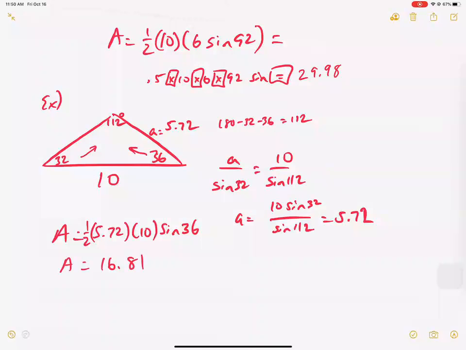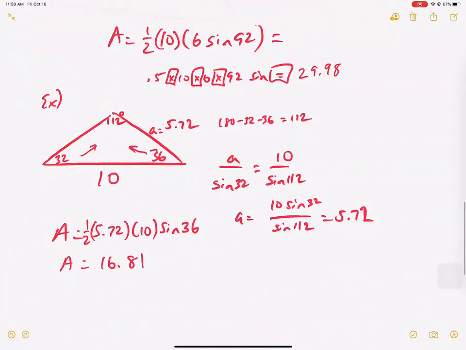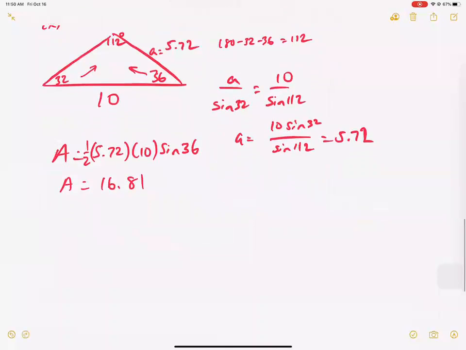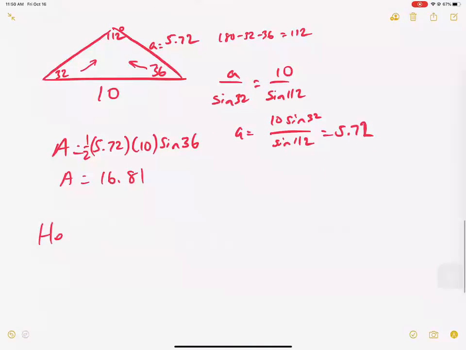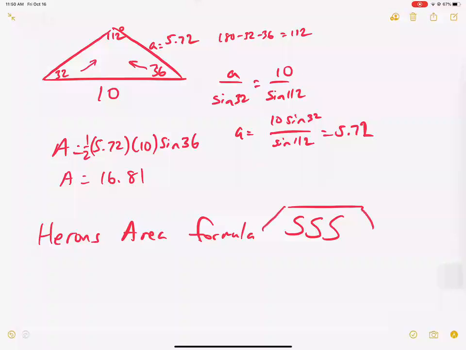Yep, 16.81. So this rule is super helpful, but I need a side angle side. I need to know this corner of information, and this rule works really well. Now our next rule today is called Heron's Area Formula. And this one works specifically only with SSS triangles, okay? Only SSS triangles.